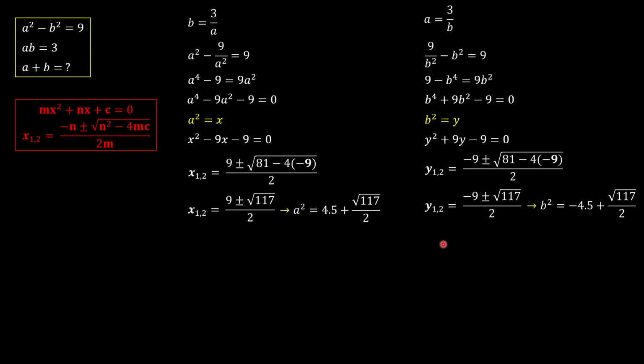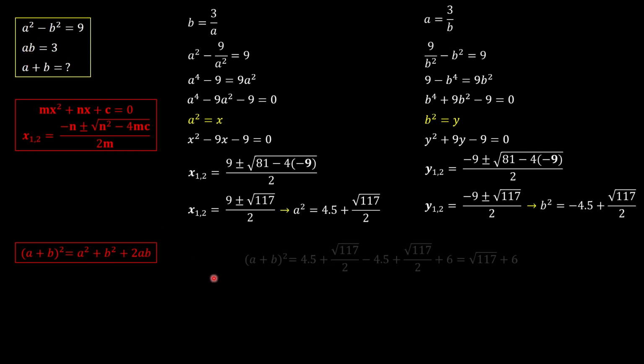So now we have found the values for a squared and b squared, but we need to find the value for a plus b. To find a plus b, we are going to use this formula: a plus b squared equals a squared plus b squared plus 2ab. Instead of a squared, we are going to put this value. Instead of b squared, we are going to put this value. And instead of ab, we are going to put this value.